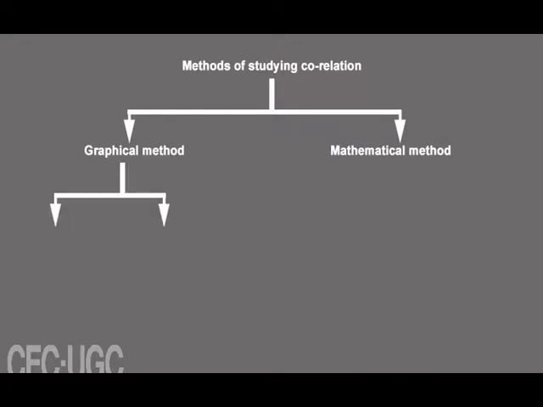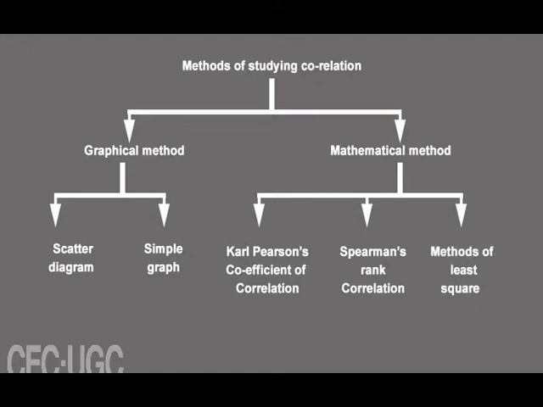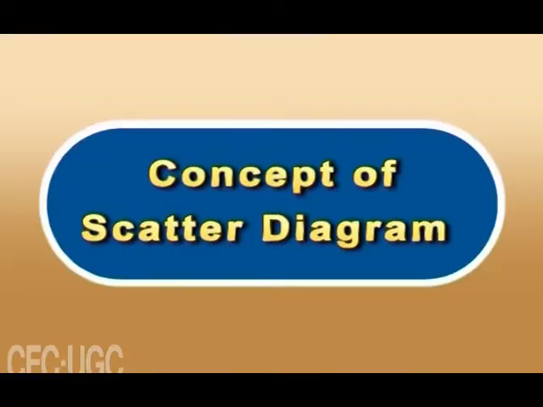The graphical method is subdivided into two groups: the scatter diagram and the simple graph. In the same way, the mathematical method is subdivided into three groups: Karl Pearson's coefficient of correlation, Spearman's rank correlation, and the method of least squares. Scatter diagram is a type of graphical form to show the degree of relationship. Okay, next the concept of scatter diagram.